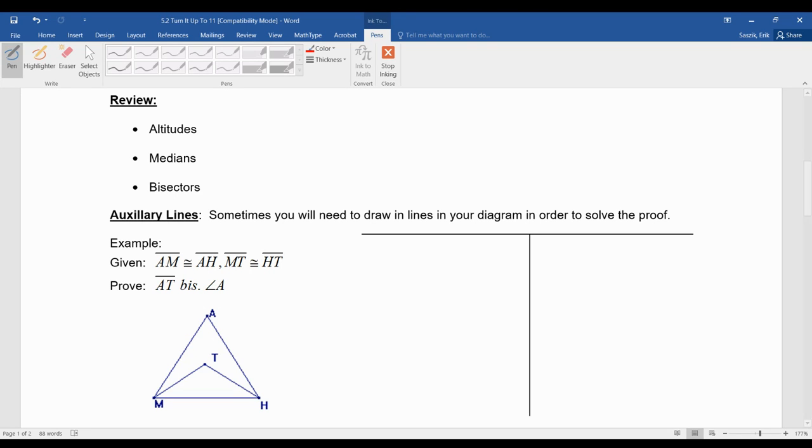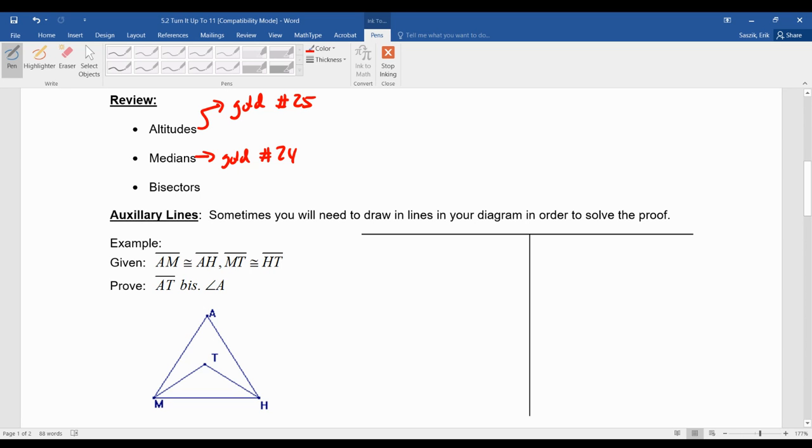Altitudes, remember, come from a vertex, and they're drawn perpendicular to the other side. And medians also come from a vertex of a triangle, and they are drawn to the opposite side's midpoint. So we did some problems when we were doing equations of lines back in the first unit, but we haven't used these two things yet with proofs. Now, instead of rewriting it again, I will tell you that the altitude information for the reasons is gold number 25, and medians is gold number 24. Bisectors we've been using for quite a while, so that's nothing new.